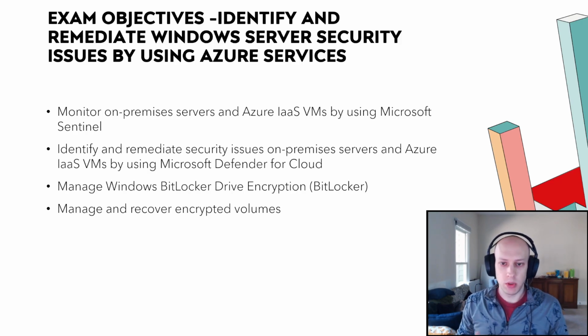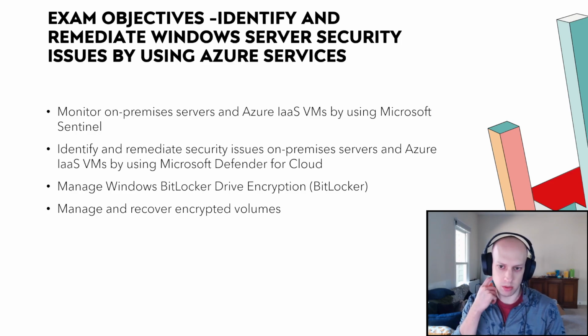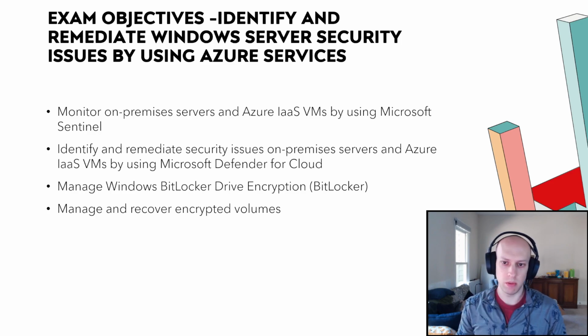As far as the actual exam objectives that we're going to be focusing on, there are two subsections to the hybrid infrastructure security topic. The first one is going to be remediate and identify Windows Server security issues using Azure services. So this is talking specifically about Azure Sentinel. We're also going to cover Log Analytics, because Sentinel runs on Log Analytics, and we're going to be talking about the Azure Monitor agent and how to deploy extensions. So definitely getting into some Azure topics that are more interesting here.